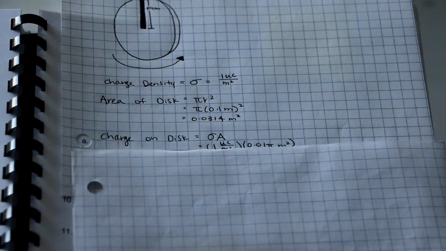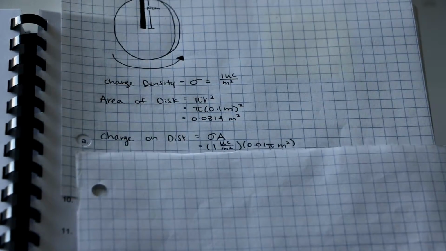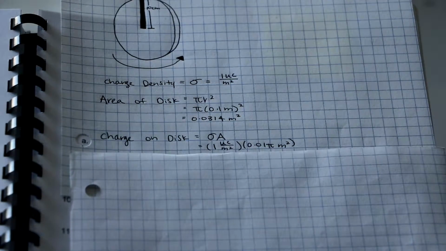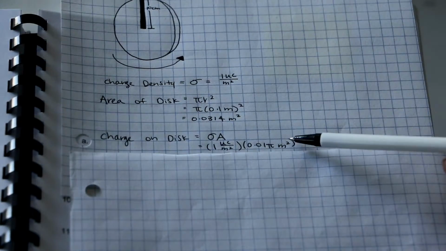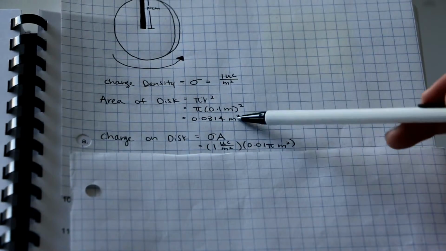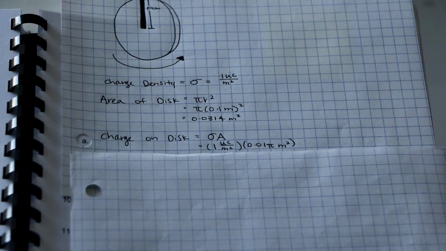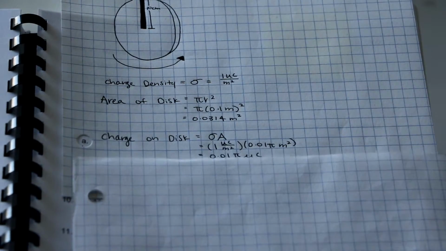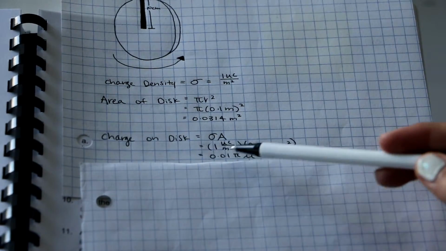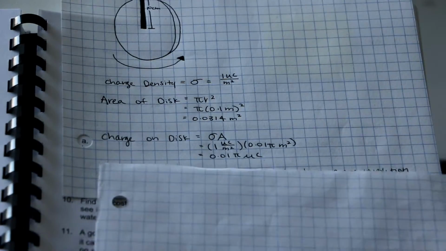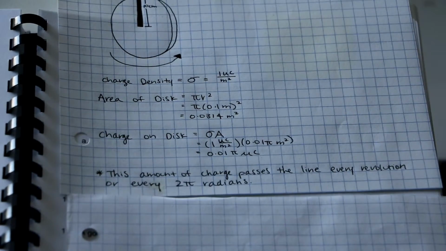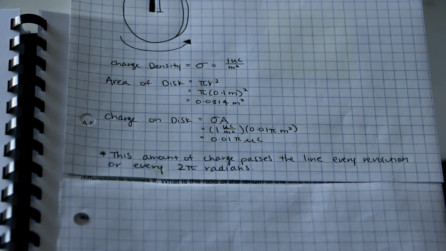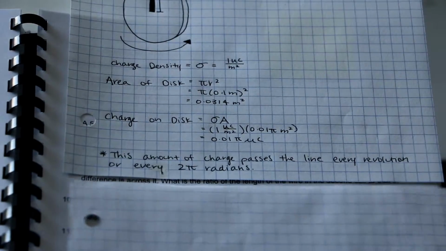Okay, and then to find the charge, we just multiply that area times sigma, so that's 1 microcoulomb per meter squared times 0.01 pi meters squared, which you found up here. You can use 0.0314, this is just more accurate, but it doesn't really matter. So that's just 0.01 pi microcoulombs. And then this is the amount of charge that passes through the line every revolution, or 2 pi radians.